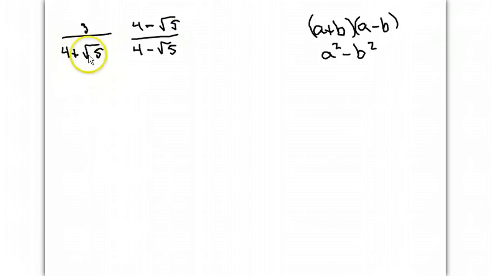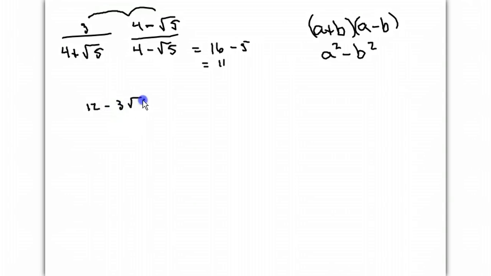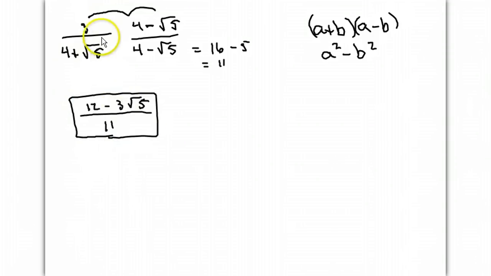So this is like a plus b times a minus b. So the result for the bottom is going to be a squared, which is 16, minus b squared, which is 5. And 16 minus 5 will give us 11. So the top, we bunny hop the 3, and we have 12 minus 3 square root of 5. And the bottom, we have 11. So this is the simplified version of that. Whenever you see a denominator with 2 things on the bottom, you must think a squared minus b squared, and the a plus b times the a minus b.